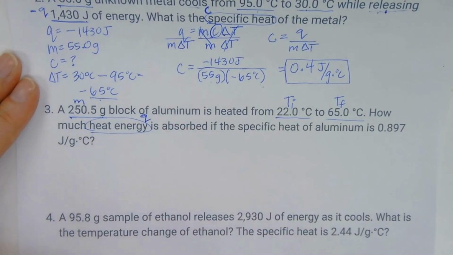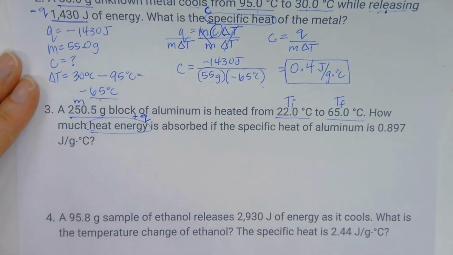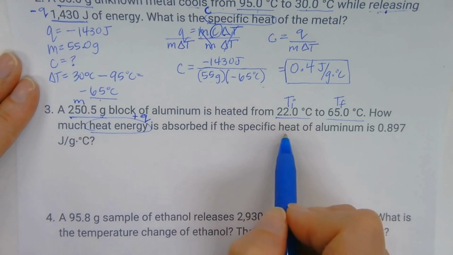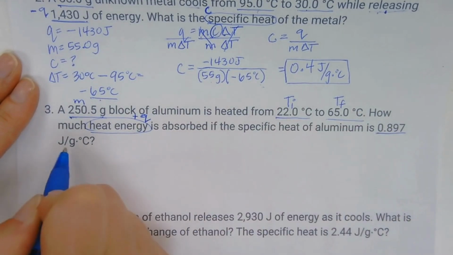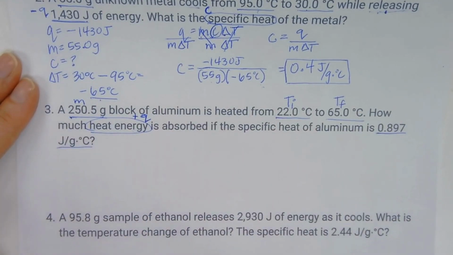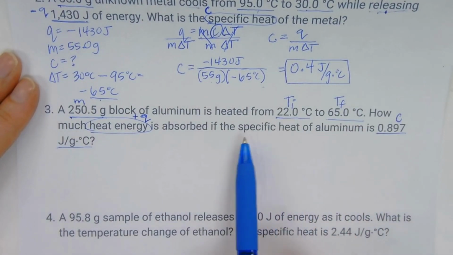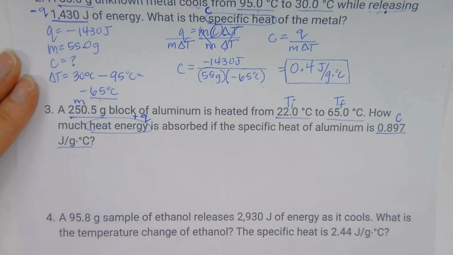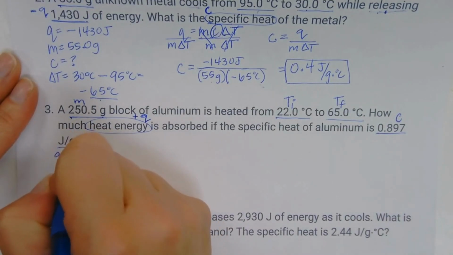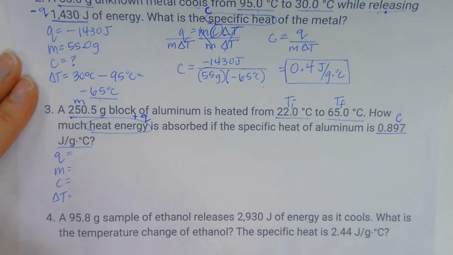We're looking for Q, and it's absorbed, so we're going to end up with a positive Q. If the specific heat of aluminum is 0.897 joules over gram degree Celsius. And I know this is going to be C, specific heat, for two reasons. One, it says the specific heat of, and number two, the units match specific heat. So here we go. Q equals MC delta T.